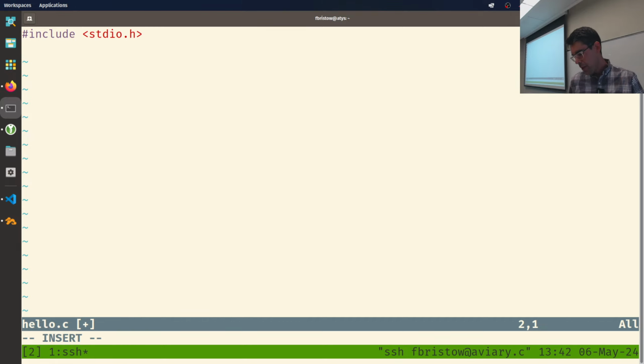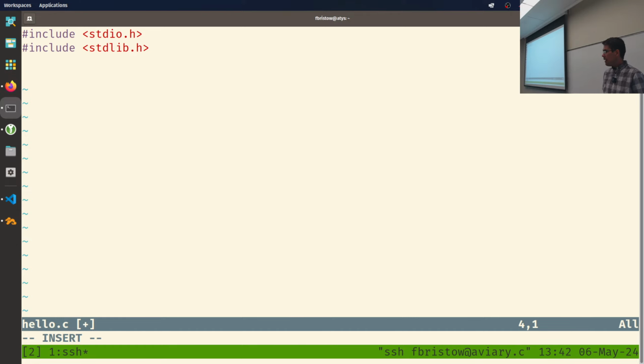The next thing I'm going to do is $include stdlib.h. This is the standard library. It has a bunch of stuff that's attached to it that we're going to use in this basic C program.